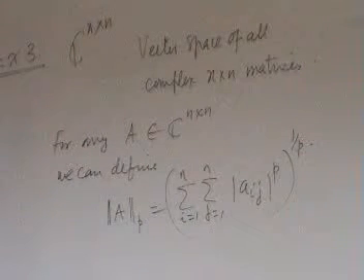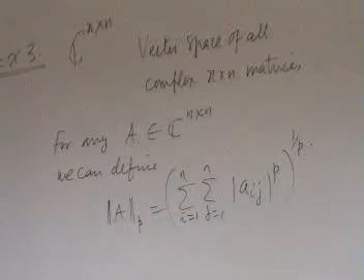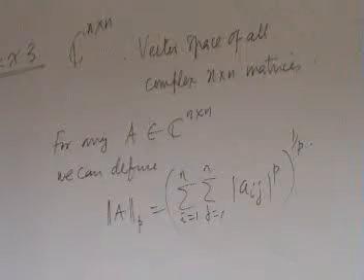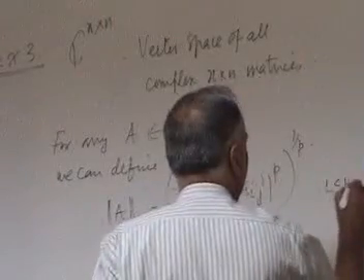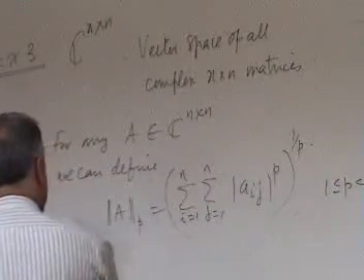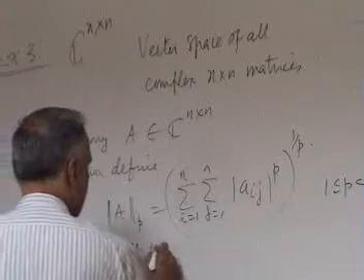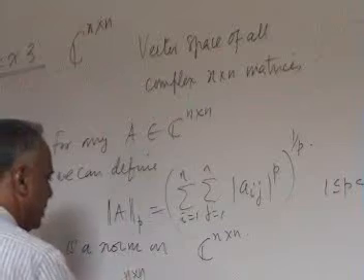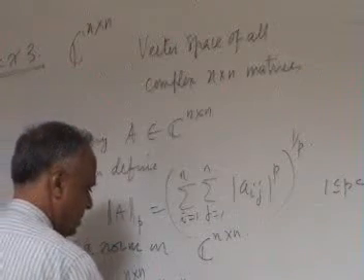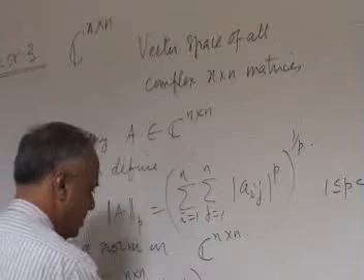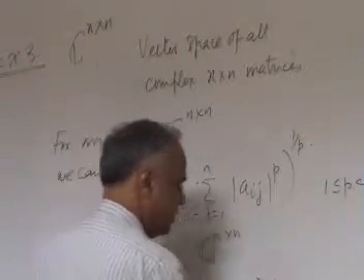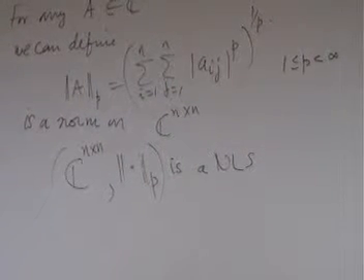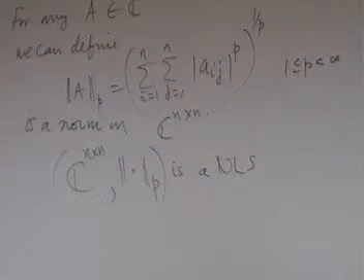Because you treat that matrix as an n squared component vector and you are done. The same arguments will follow. So for 1 less than or equal to p less than infinity, it is a norm. Or C^(n×n). So therefore we have C^(n×n) is a linear space.